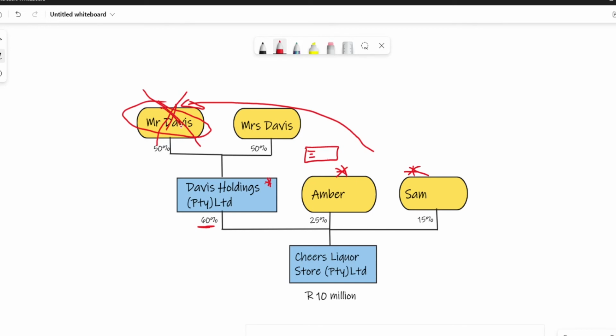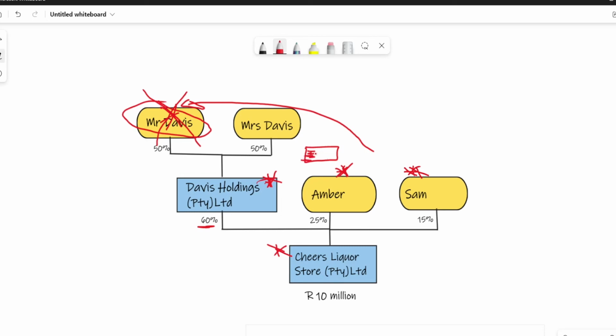Davis up here becomes the life insured, so that on his death or disability, he becomes the trigger event that ensures proceeds are paid to where they're needed, and that is Amber and Sam, because they have a liability to purchase the 60% shareholding that David's Holdings Company has in Cheers Liquor Store. So that contract there, that buy and sell agreement, creates that obligation.